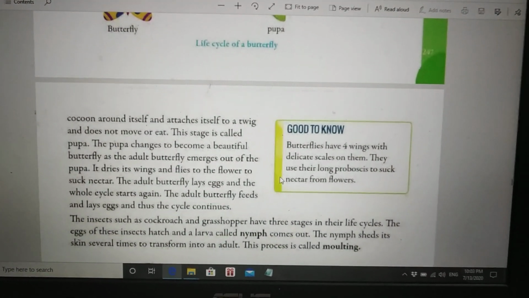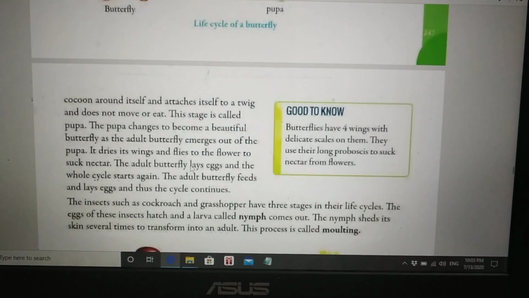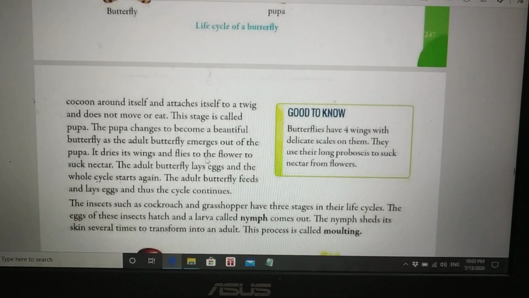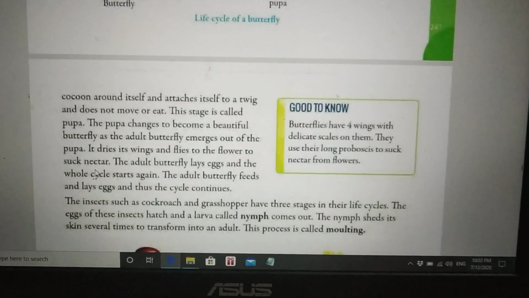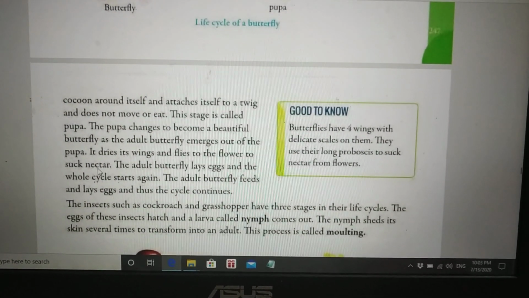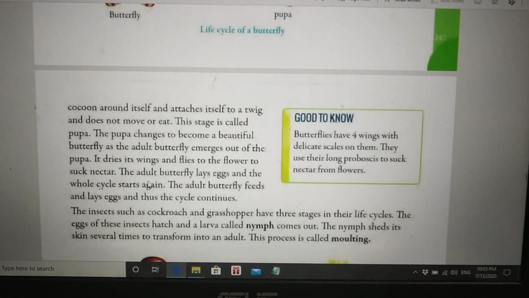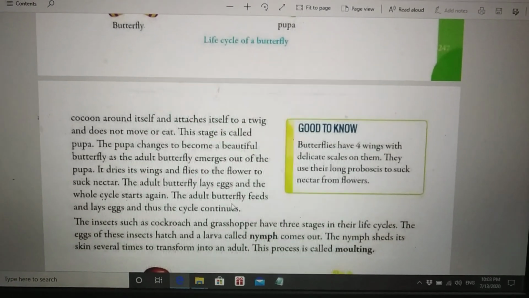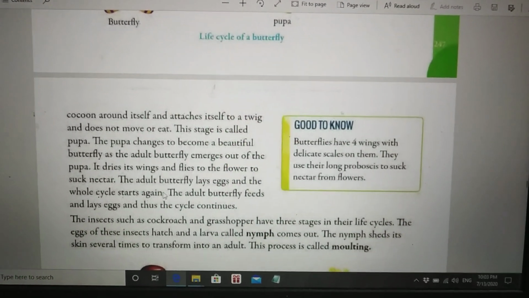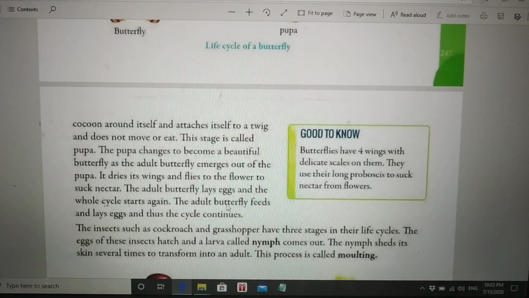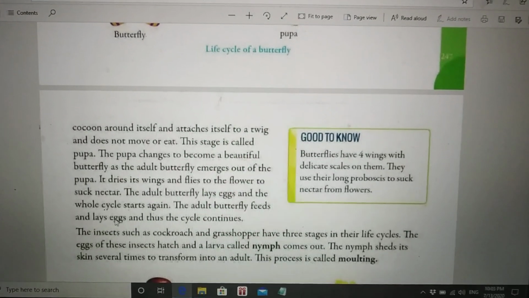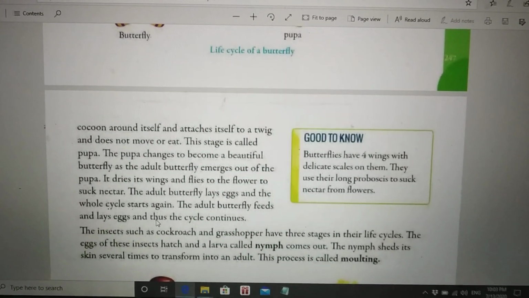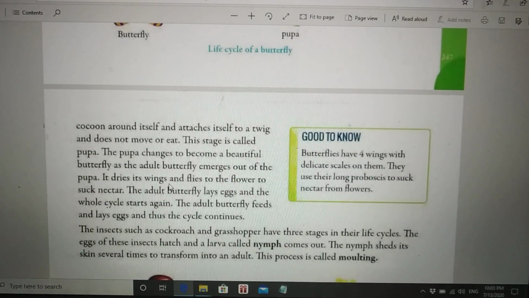When this adult butterfly comes out, it dries its wings and flies to the flowers to suck the nectar, the sweet juice of the flower, that is called nectar. The adult butterfly lays eggs and the whole cycle starts again. And this adult butterfly feeds and lays eggs, and thus the life cycle continues one after the other.